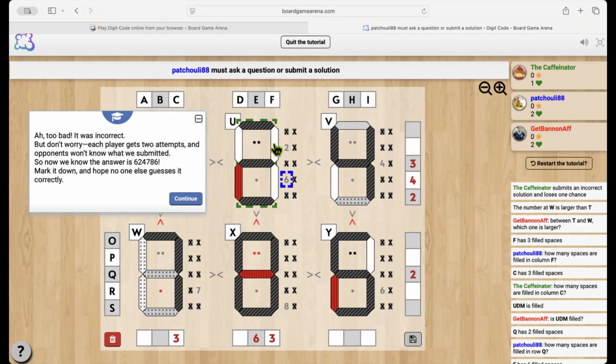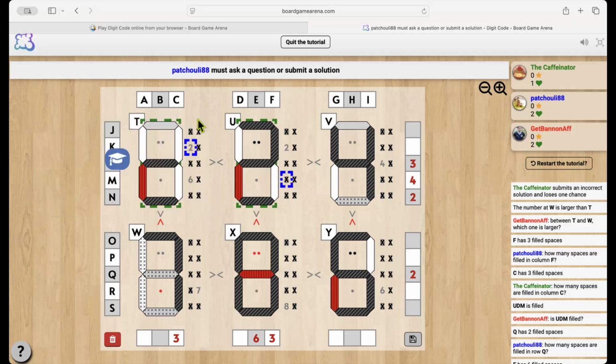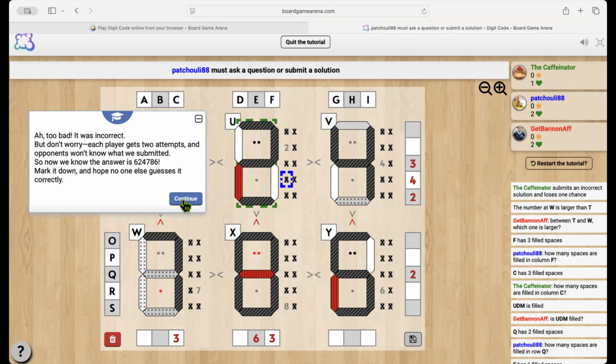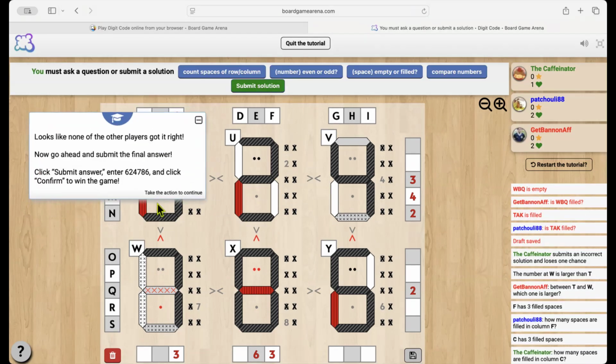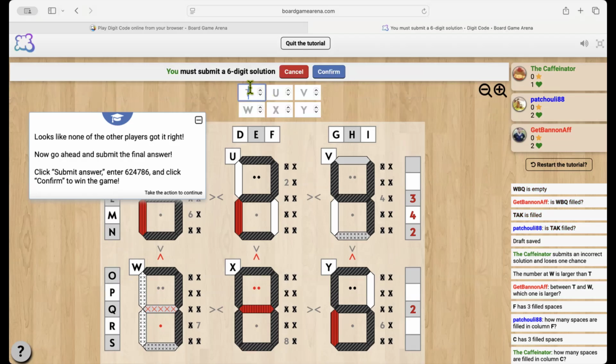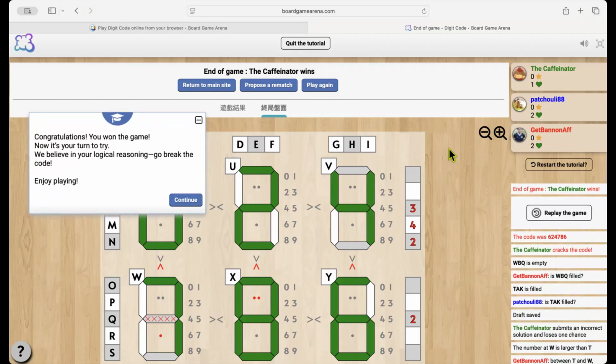So 6, 2. So this is a 2, and this one is 6. It looks like none of the other players got it right. So let's go ahead and submit the answer. Submit solution, and click 6, 2, 4, 7, 8, 6. And click confirm to win the game.